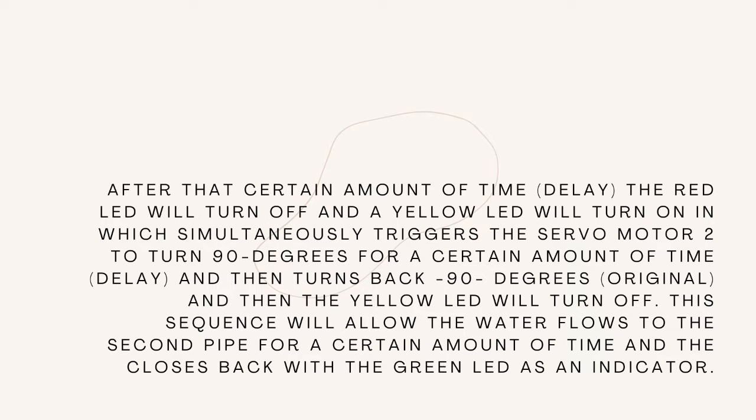After that certain amount of time, the red LED will turn off and a yellow LED will turn on, which simultaneously will trigger the servo motor to turn 90 degrees for a certain amount of time and then turn back negative 90 degrees, and then the yellow LED will turn off. This sequence will allow the water to flow to the second pipe for a certain amount of time and close back with the green LED as an indicator.